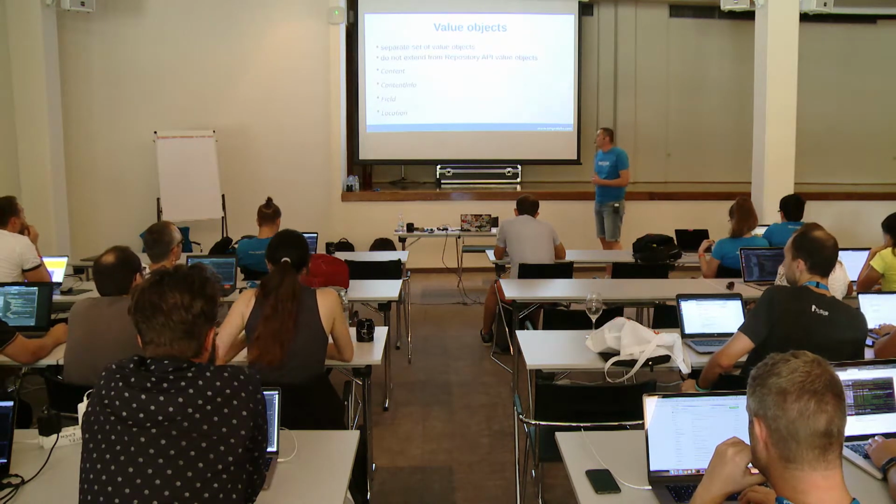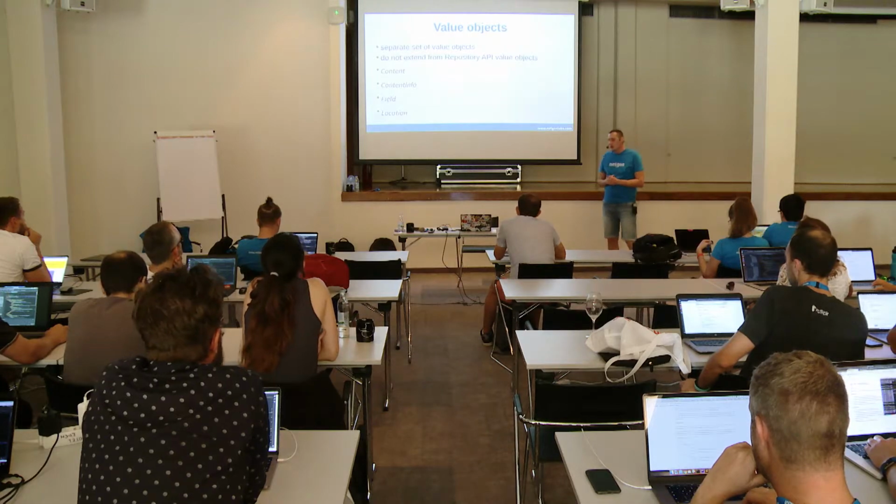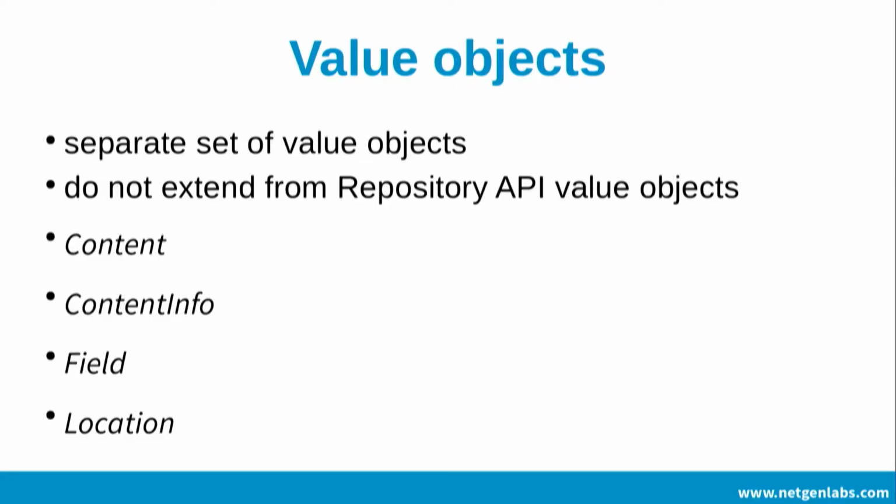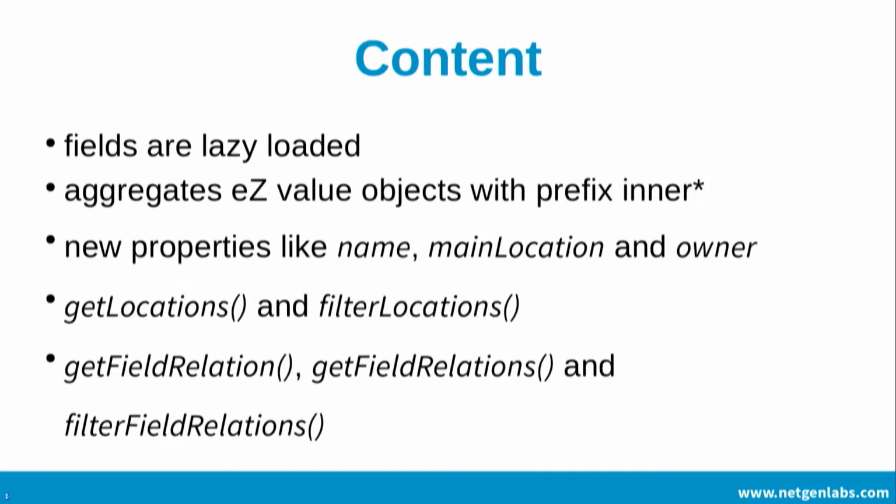Okay, the second part is called value objects. So with Site API, we are providing a set of separate value objects. Basically, the same thing you have in the eZ repository API, for example, like content info, field, and location. Those value objects do not extend from the eZ ones. Those are just a separate set of objects we are using there. They have the same naming, content info, field, location, just like in eZ.